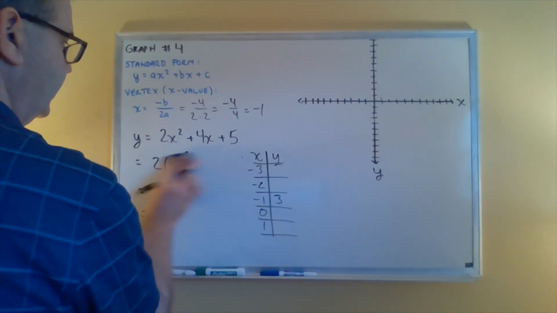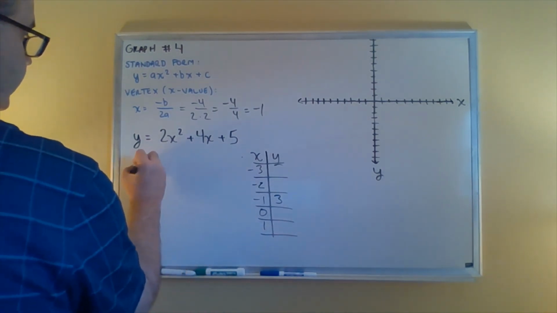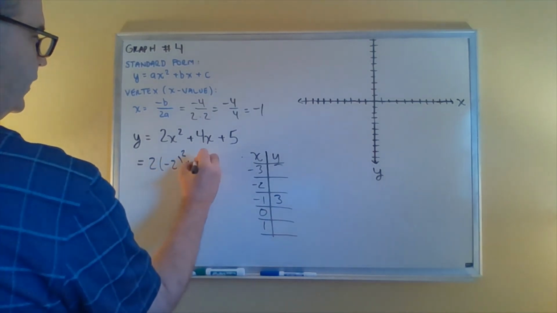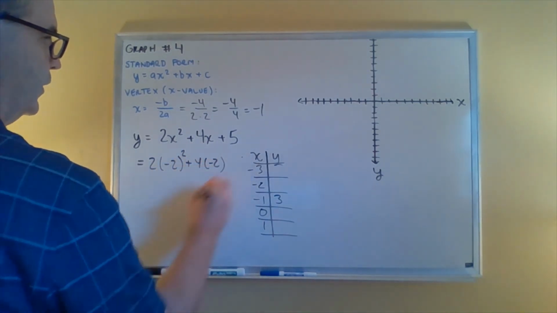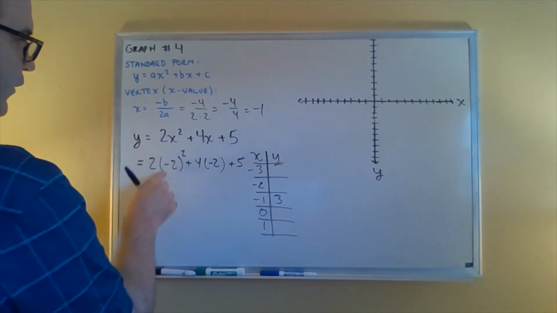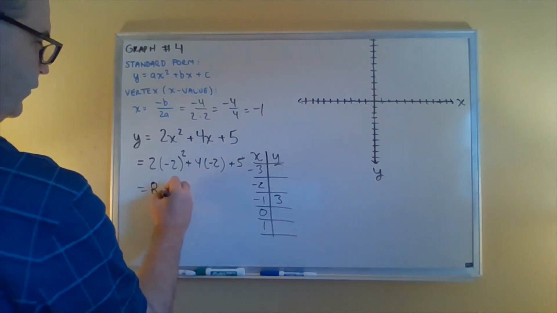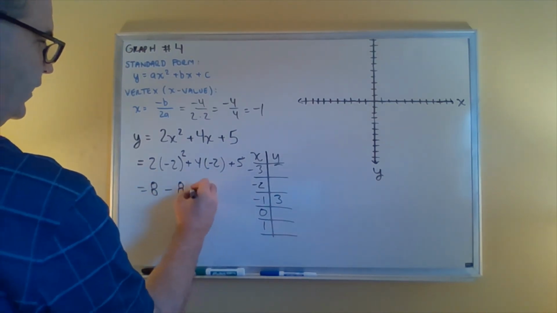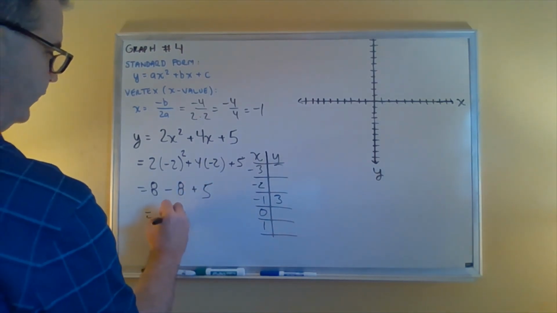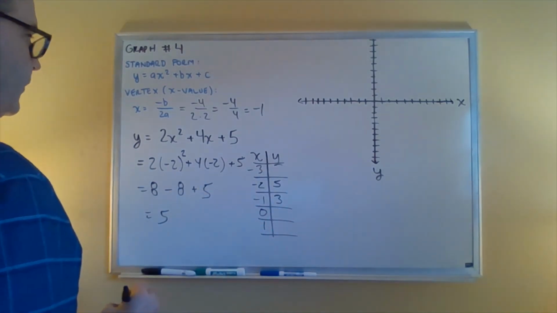Next value I'm going to plug in for x is -2. I'm going to have 2 times -2 squared plus 4 times -2 plus my constant of 5. Well, -2 squared is 4. 2 times 4 is 8. 4 times -2 is -8. And finally, plus 5. Well, 8 minus 8 is 0. 0 plus 5 is 5. So when x is -2, y is going to be 5.